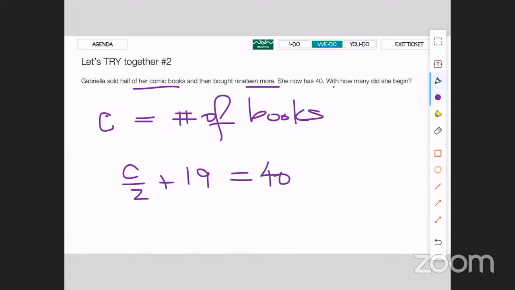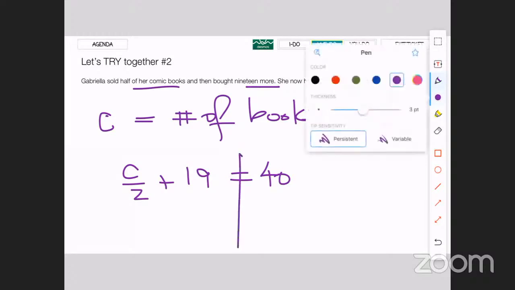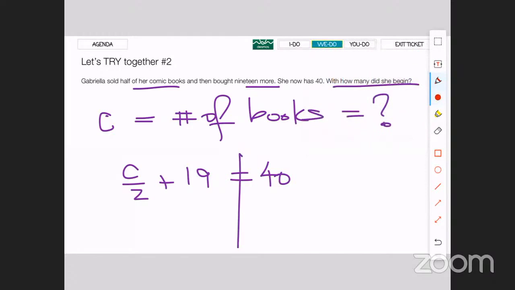The question is, with how many did she begin? So that means the number of books is equal to... We need to figure out what C is. To do this, it's a two-step equation, and we're not going to touch the variable term. Because 19 is added, we need to subtract 19 from both sides.